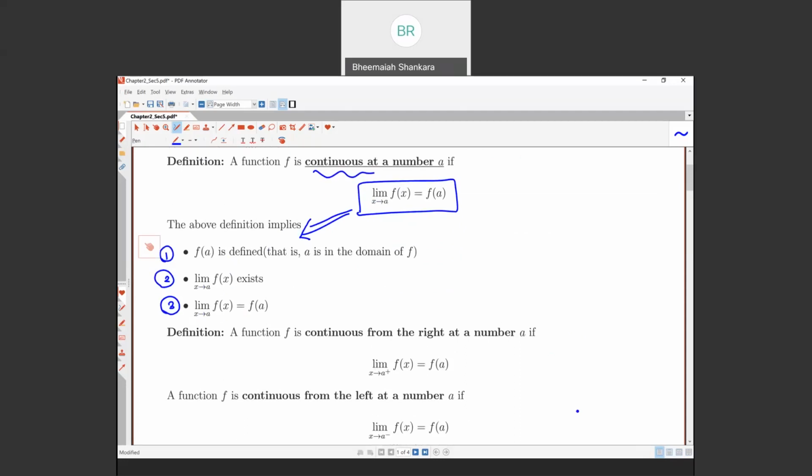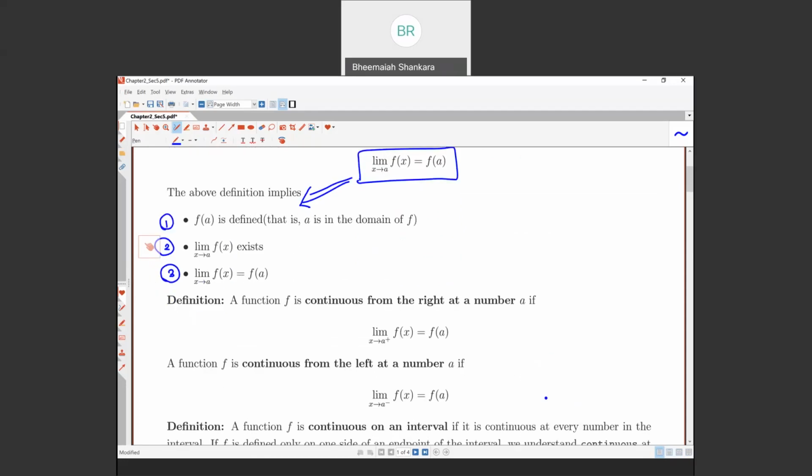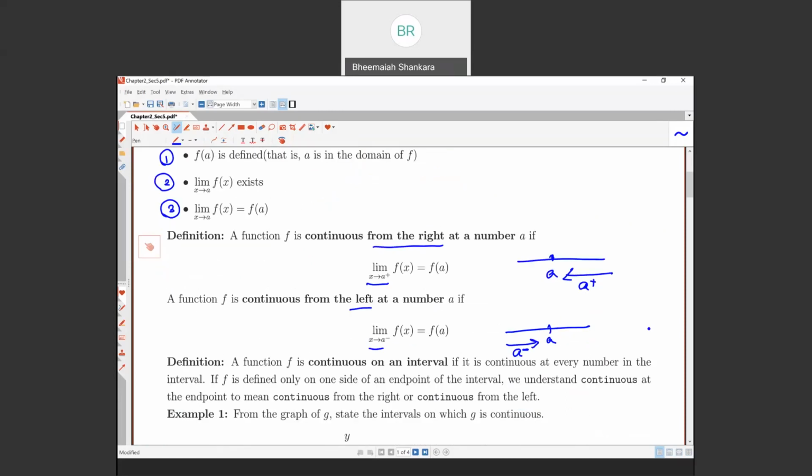So the function f is continuous from the right. Continuous from the right is approaching a from the right, which means the sign will be a plus, and you're seeing x approaching a plus here. The limit of f of x is f of a. Similarly, a function f continuous from the left at a number a is given by x approaching a minus. So you have a here and it's approaching a from the left, so it's a minus. Still the value of the function is f of a.